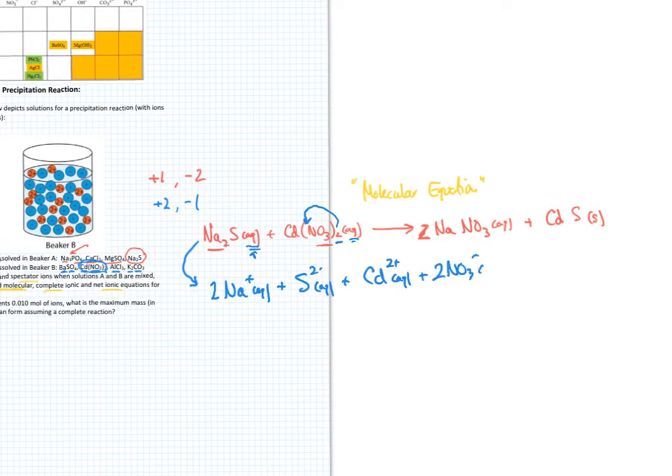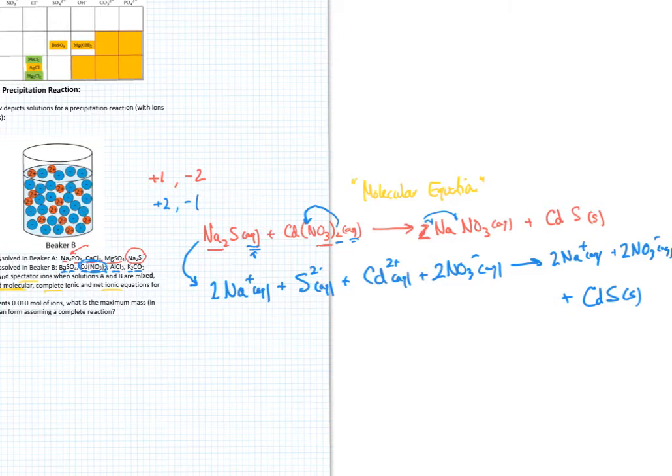These are common mistakes for students to make. And that forms 2 sodium ions, 2 Na+, aqueous, plus 2 nitrate ions. The 2 in front carries through to both species, another common mistake for students to make, plus cadmium sulfide. And remember, that's a solid, so we do not break the solid apart.